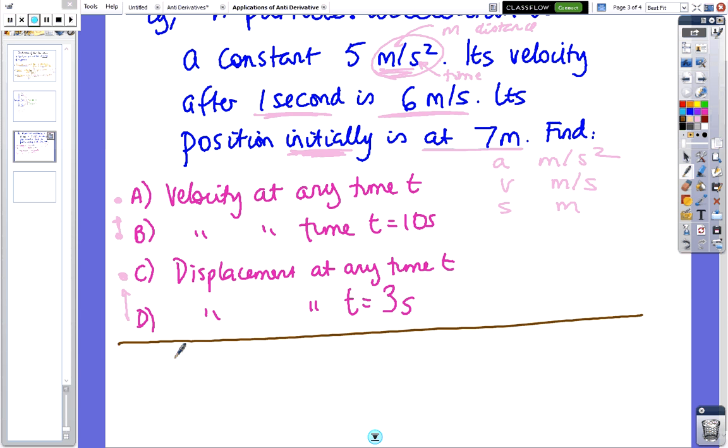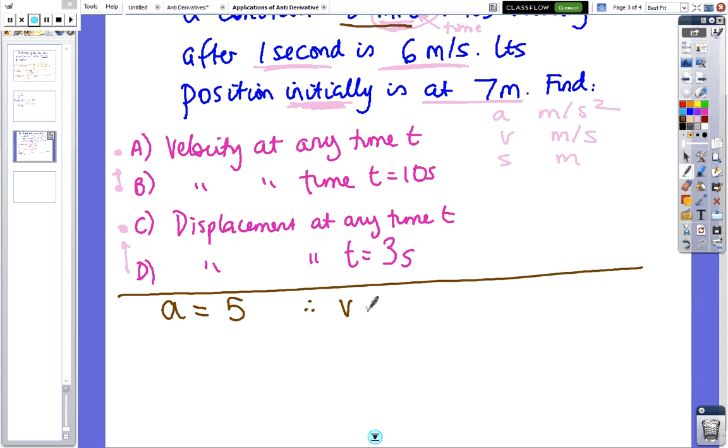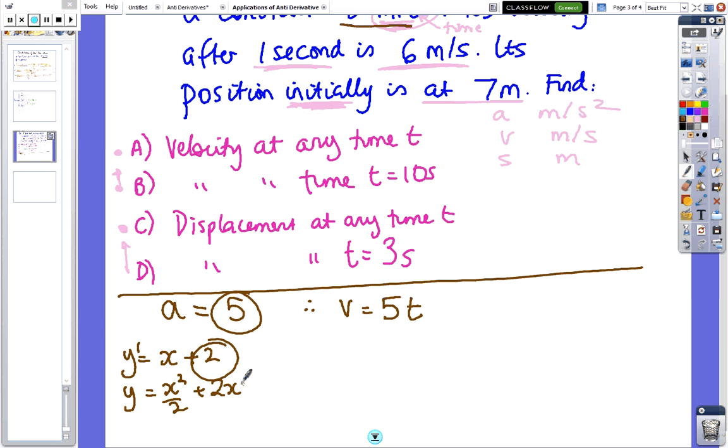Acceleration is 5. It says it's a constant 5. So straight away, we know the velocity. When this is just a number, when we integrate, a number just turns into the number times the variable. Just to remind you, when we had y equals 2, going the other way, 2x had a derivative of 2. So when you have a number, you just add the letter.